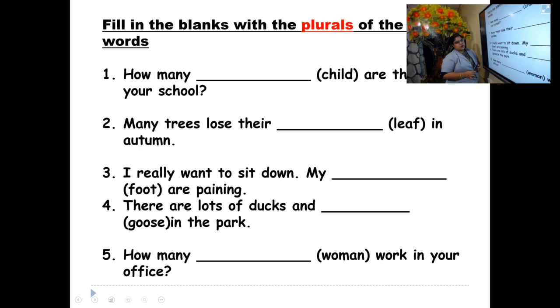Third question. I really want to sit down. My dash are paining. Word given in the bracket is foot. Write the plural of foot. Already you have told me the answers, so you know those answers. It's easy. Now itself you can write. Fourth one, there are lots of ducks and dash in the park. Write the plural of goose. Fifth one, how many dash work in your office? Write the plural of woman. It's easy now. You can write it on your own.